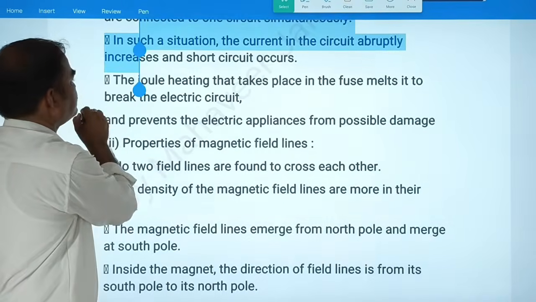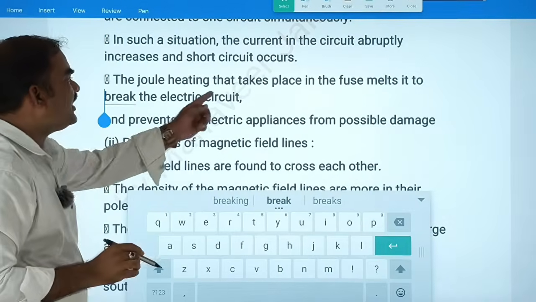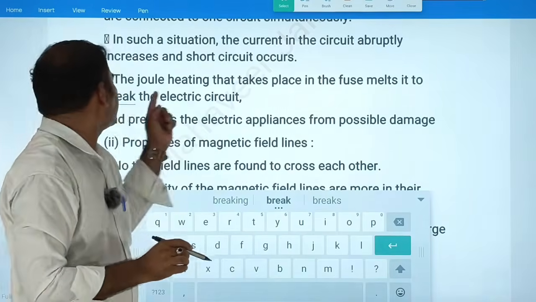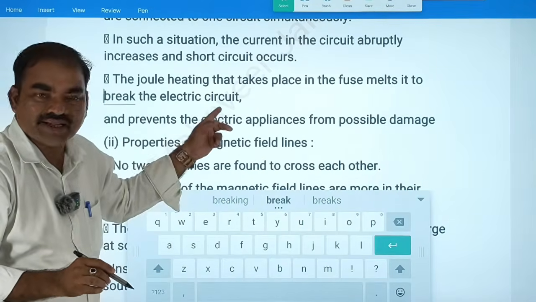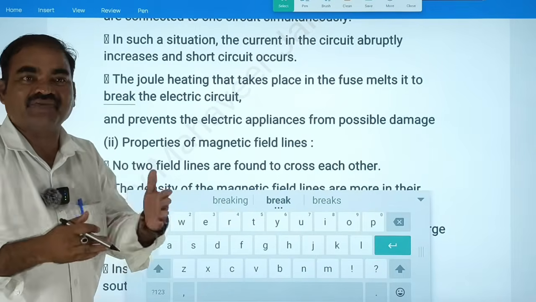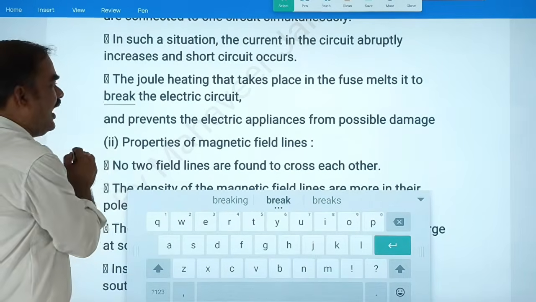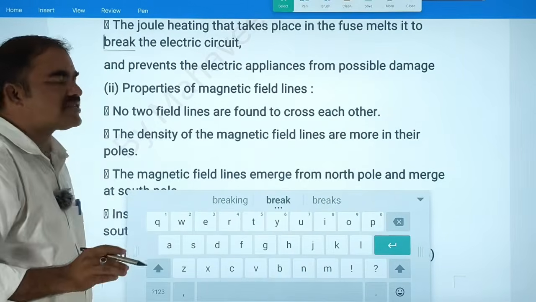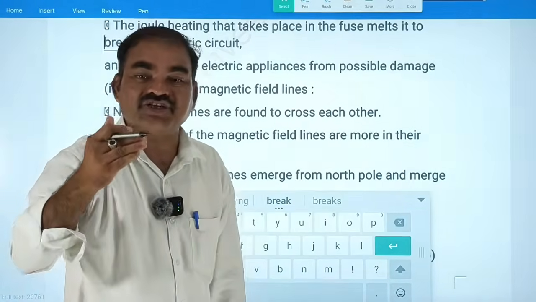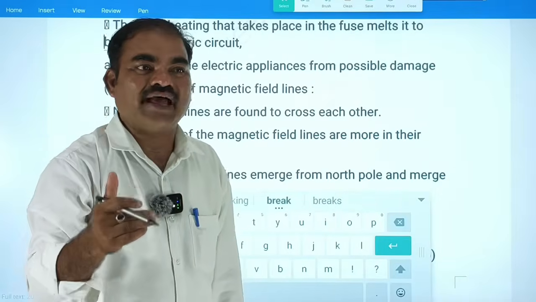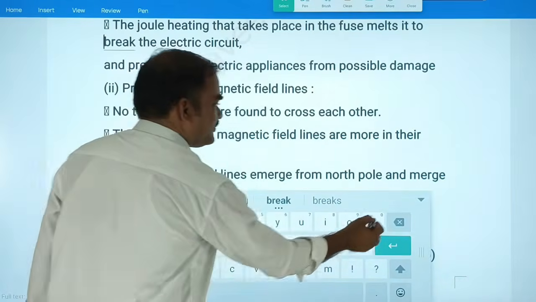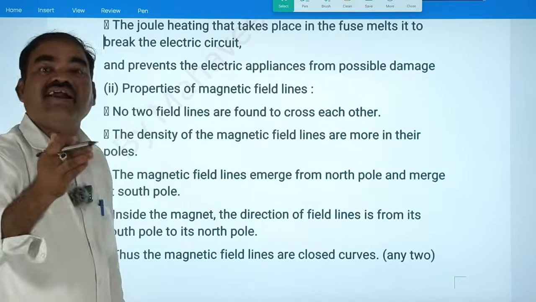Next one. The Joule heating takes place in the fuse, which melts to break the electric circuit. Heating effect will occur there. So the fuse is going to melt and prevent the appliances from damage. Whatever damage is going to happen, it is going to prevent that. Damage is controlled, we can say.